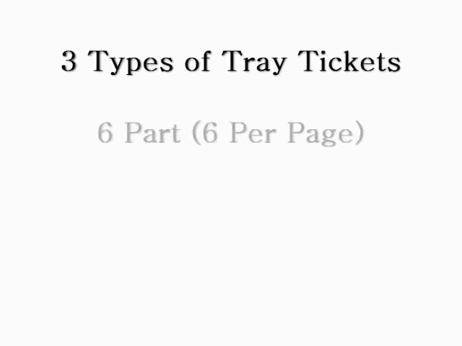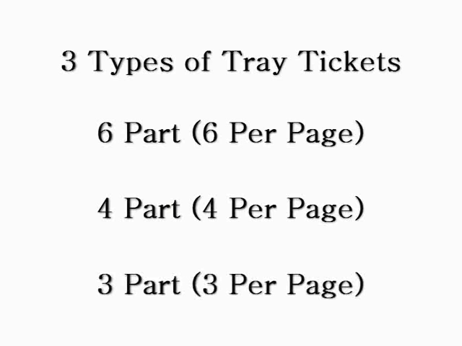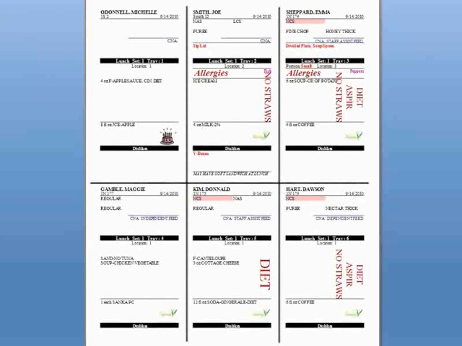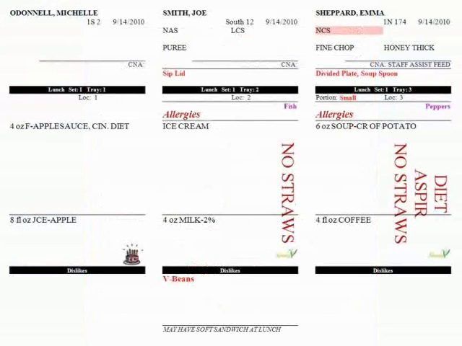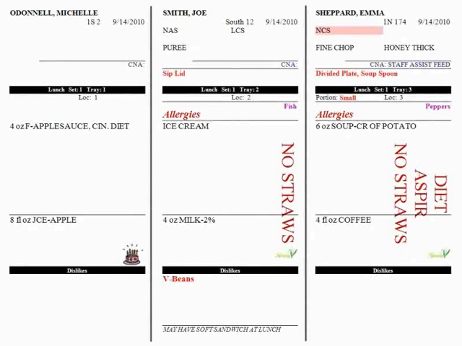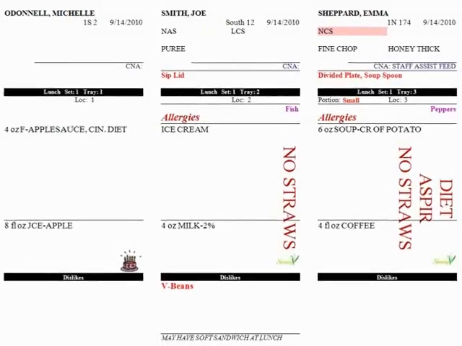There are 3 different types of tray ticket paper available: 6-part or 6 per page, 4-part or 4 per page, 3-part or 3 per page. Taking a look at the 6-part one first, here you can see that there are 6 tickets per page, and on the 4-part, 4 tickets per page, and finally on a 3-part, 3 tickets per page. The colors of all the text on the tray ticket can be controlled in the facility settings.